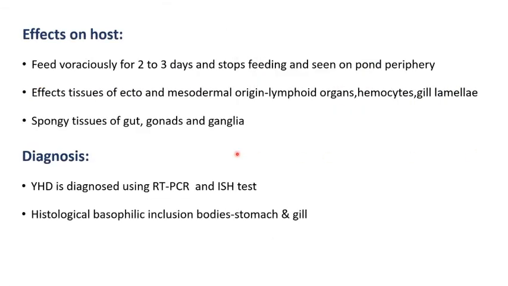So let us learn about the effect on the host. Yellowhead virus affected shrimp will feed voraciously for 2 to 3 days and then stop feeding, and we can observe them on the pond periphery. This virus affects tissues of ectodermal and mesodermal origin, that is, lymphoid organs, hemocytes, gill lamellae, spongy tissues of the gut, gonads, and nerve ganglia. We can diagnose yellowhead disease using RT-PCR and in situ hybridization test. We can also observe histological basophilic inclusion bodies in the stomach and gill.